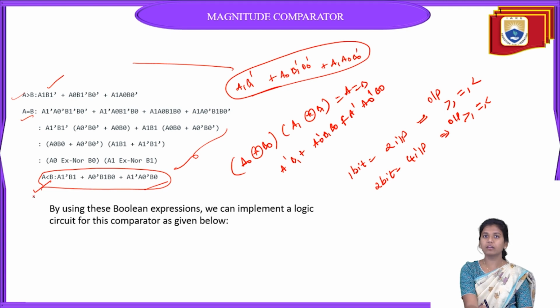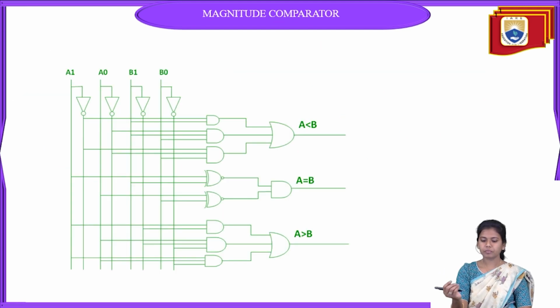After obtaining these Boolean expressions, in the final stage we have to draw the circuit diagram. In the circuit diagram, first of all, consider the inputs A0, A1, B0, B1. We have complements, so these are the NOT gates, for A0 bar, A1 bar, B1 bar, and B0 bar.